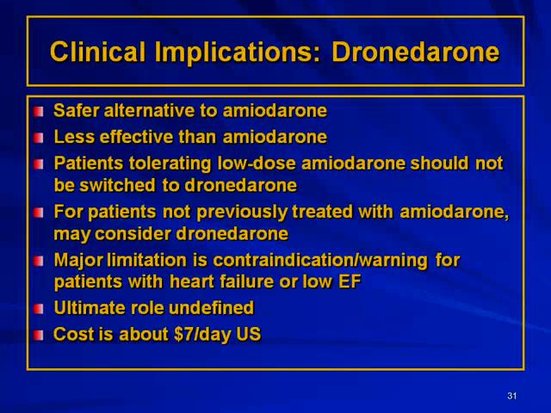I do think one of the major limiting variables with dronedarone is the fact that many patients with AFib have poor LV function. They have a history of heart failure. They have poor ejection fractions. So I think the fact that you have this contraindication or warning in using dronedarone in patients with heart failure may limit the number of patients that would potentially benefit from that therapy.